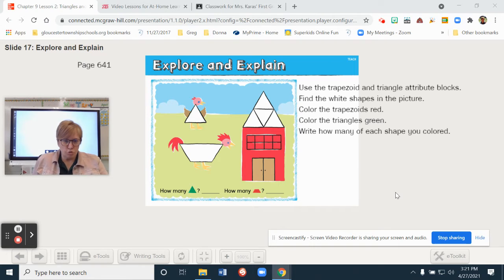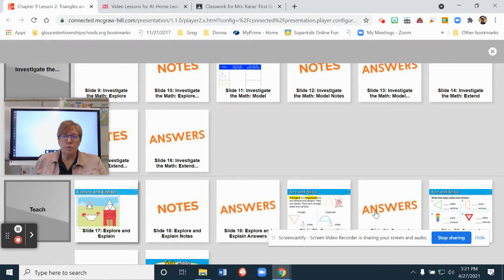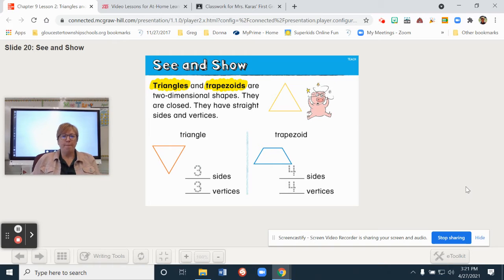All right, now color the trapezoid red, color the triangles green. Pause and do that and come back. Okay, now on the line, write how many green triangles you counted, and how many red trapezoids. Okay, so let's look. Well, we see here that the trapezoid, we have 1, right? And how many triangles? 1, 2, 3, 4, 5 triangles. Good job.